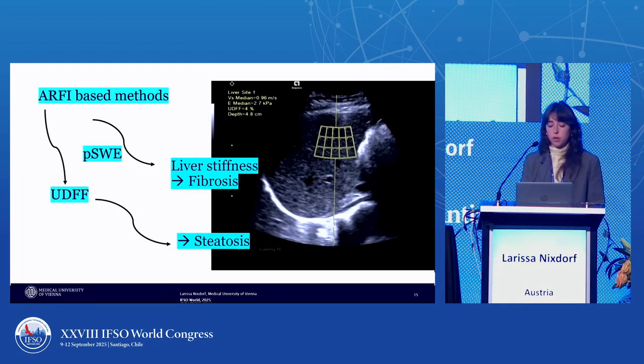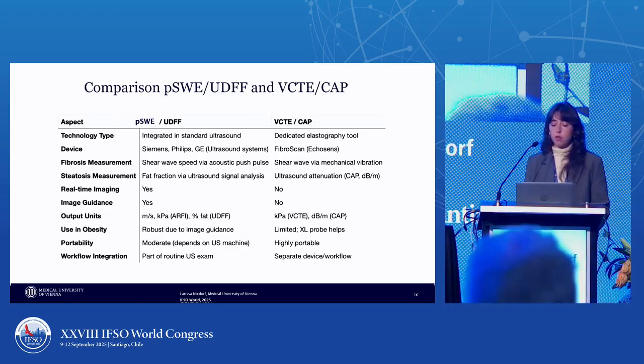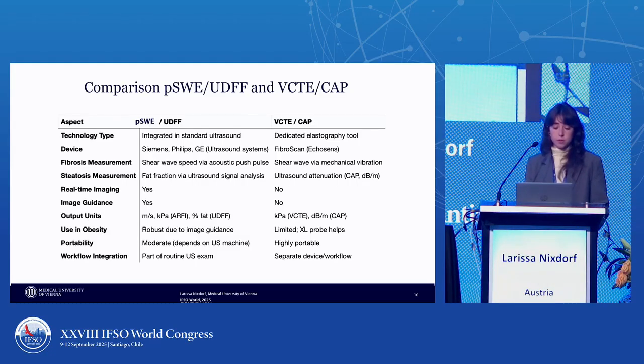The new methods are the point shear wave elastography. So this method is an ultrasound-based method. So you always have a picture of your liver in the ultrasound. We'll send ultrasound waves and then measure the shear waves that are generated from the tissue. The UDFF is also ultrasound-based. You will send ultrasound waves into the tissue and then measure different answers of the tissue, like the speed of the ultrasound waves, the attenuation of the ultrasound waves, or the distribution. On this table, you see both methods in comparison to each other.